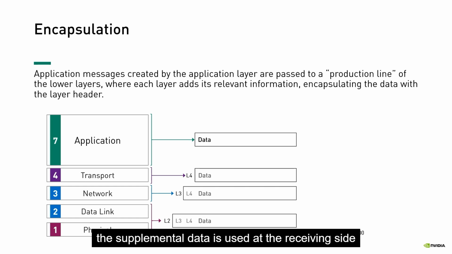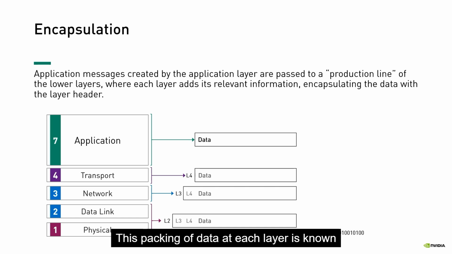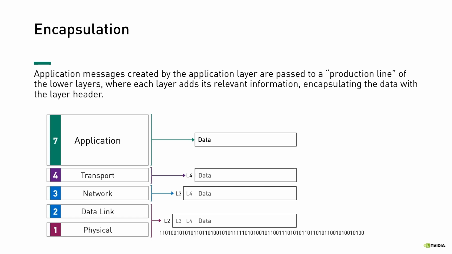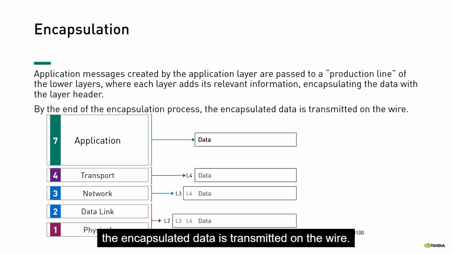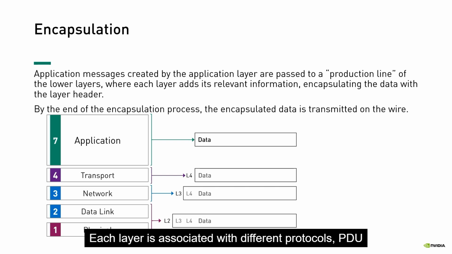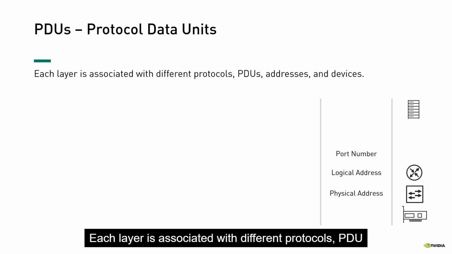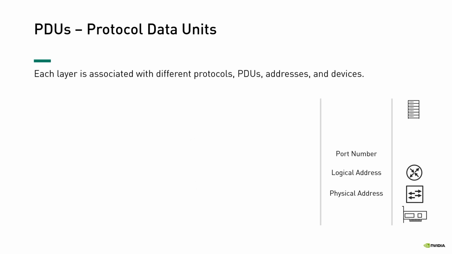The supplemental data is used at the receiving side to extract the data from the encapsulated data packet. This packing of data at each layer is known as data encapsulation. By the end of the encapsulation process, the encapsulated data is transmitted on the wire. Each layer is associated with different protocols: PDUs, protocol data units, addresses, and devices. Let's see these for each of the layers.